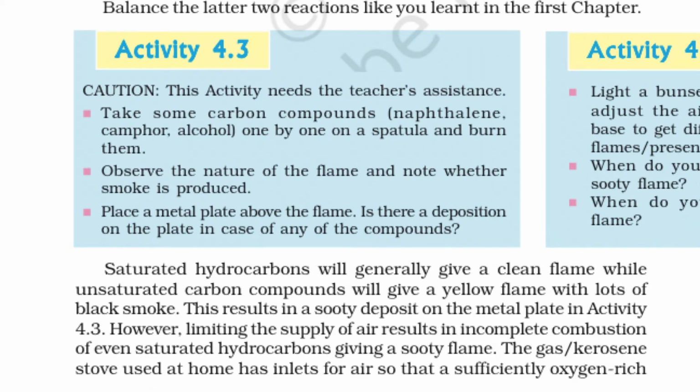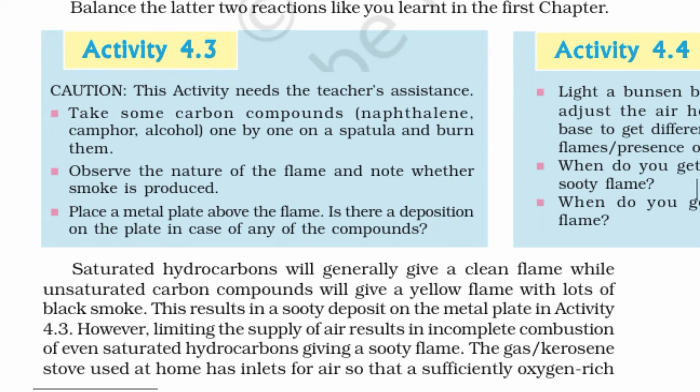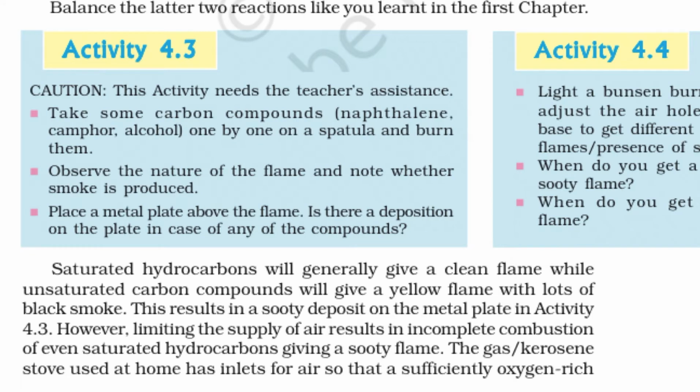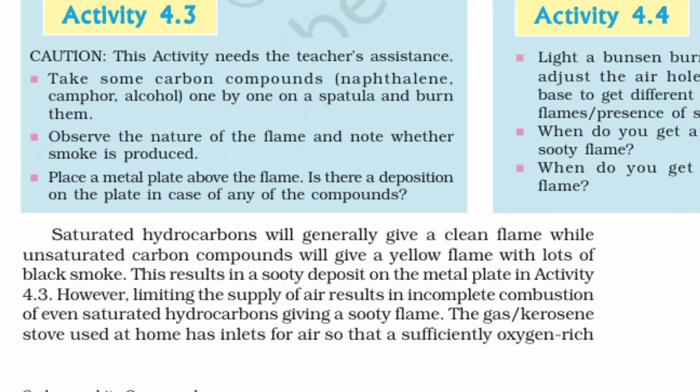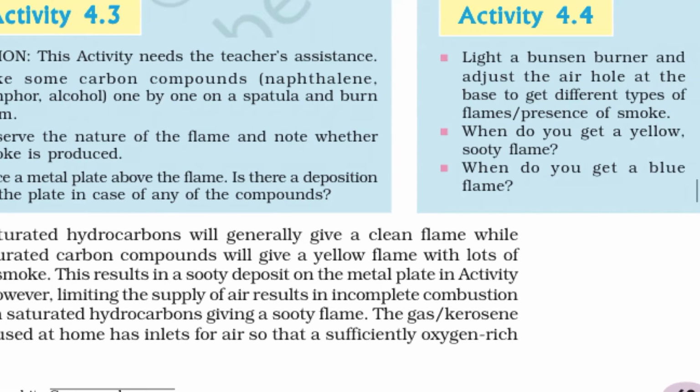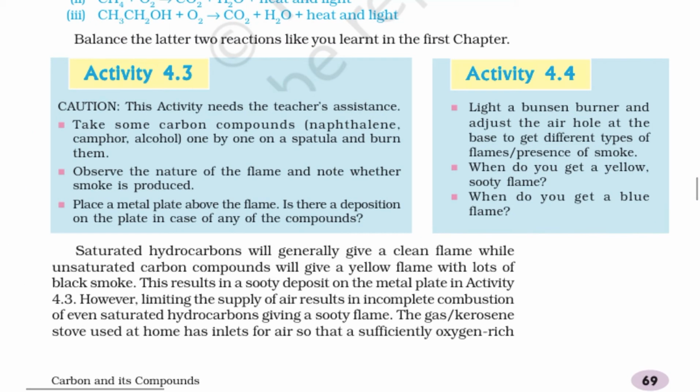Now, this activity needs teacher's assistance. Take some carbon compounds, naphthalene, camphor, alcohol, which are available around you, one by one on a spatula, and burn them. Observe the nature of the flame and note whether smoke is produced. Place a metal plate above the flame. You will see a deposit on the plate in the case of some of the compounds, a sooty or black substance over the flame.